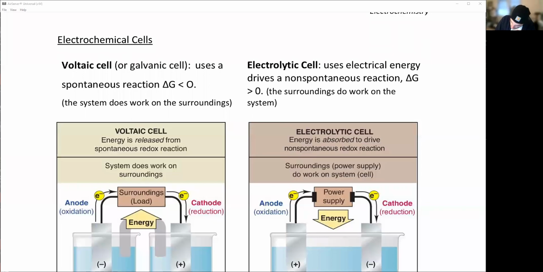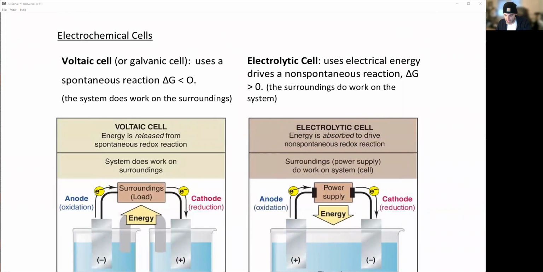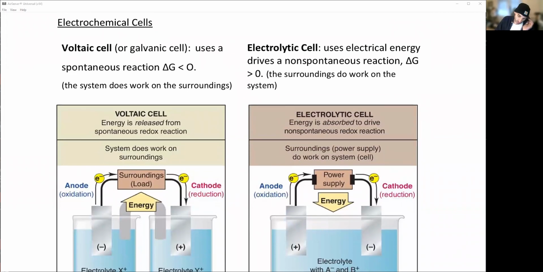Okay, so let's do electrochemical cells, and I think that's pretty much going to be it. There's one brief thing on the Nernst equation in the end, but let's talk about electrochemical cells. There are two types of cells, voltaic and electrolytic cells. So a voltaic cell, or galvanic, this is a battery. This is what you know well, this is a battery.